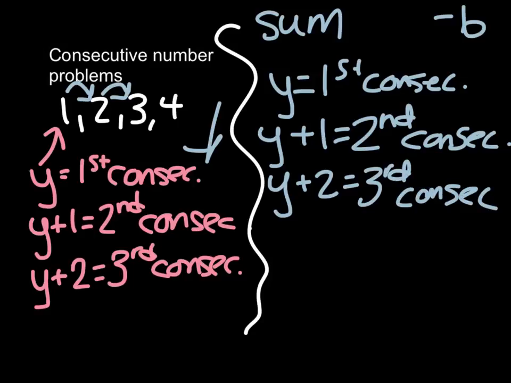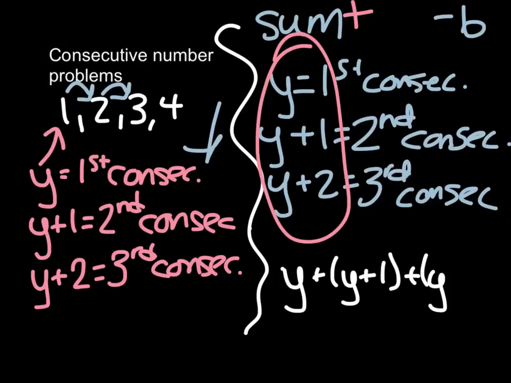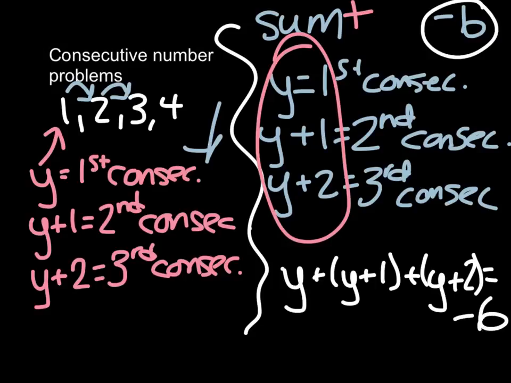So sum tells me to do what? It tells me to add. So I need to add all of these things together. So Y plus, and you could put them in parentheses if that makes you feel more comfortable, that's fine, or you don't have to. Y plus 1 plus Y plus 2 equals, they told me right here, -6. Now you can go ahead and combine to get 3Y plus 3 equals -6 if you want, but you don't have to do that. Okay, moving on.